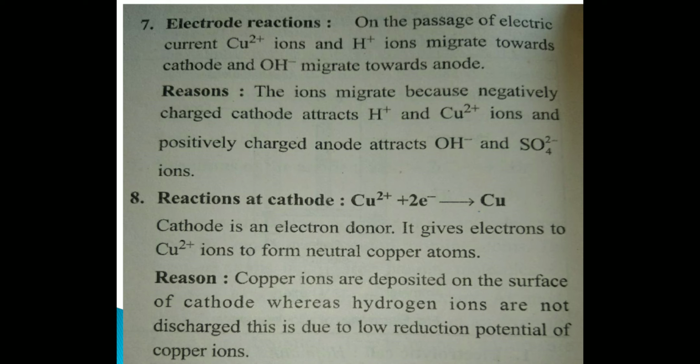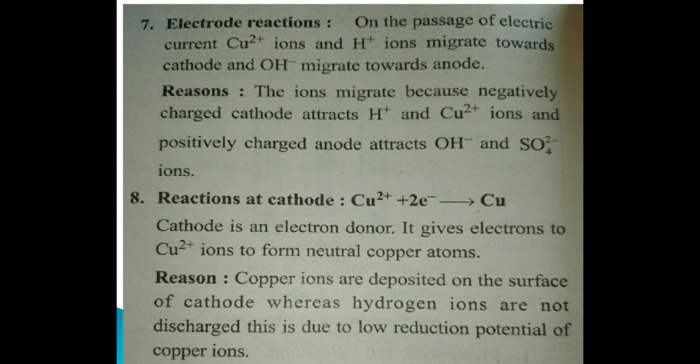Electrode reactions. On the passage of electric current, copper ions and hydrogen ions migrate towards the cathode and hydroxyl ions migrate towards the anode. The reason the ions migrate is that the negatively charged cathode attracts hydrogen and copper ions, and the positively charged anode attracts hydroxyl and sulphate ions.